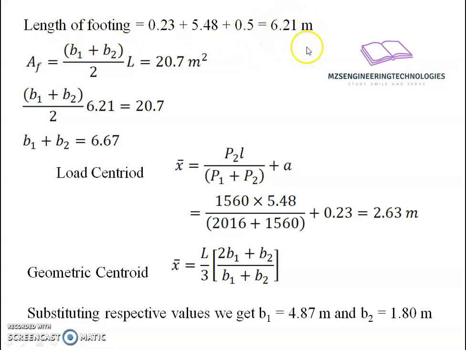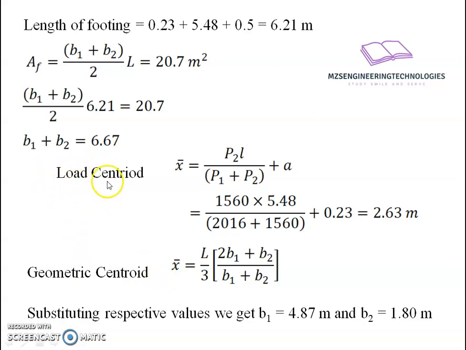Once we have a known length, we can find the width of the footing by the relation AF is equal to B1 plus B2 divided by 2, since it's a trapezoidal area, it will be B1 plus B2 divided by 2 into L. From this relation we get an equation in terms of the widths, that is B1 plus B2 is equal to 6.67. Here B1 and B2 are unknown, so this equation remains unsolved. So we will move towards the next parameters, from where we can get some more relationship with respect to the width.